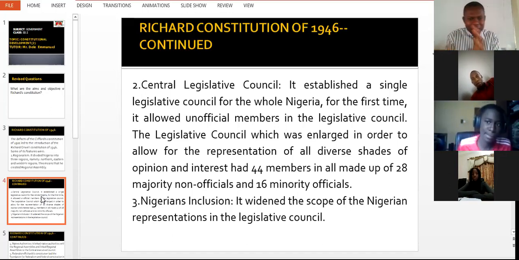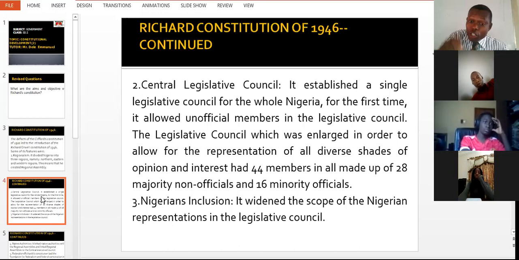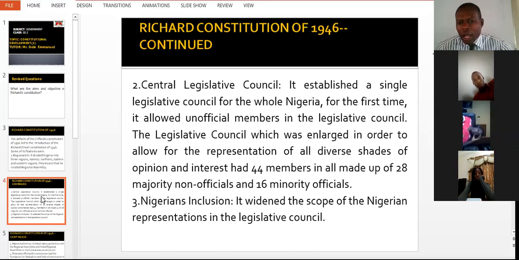So I'm trying to recall this so that you see there are little differences. As we go further, we'll be looking at the disparity between Clifford and Richard Constitution. The majority here now: the officials are just 16, while non-officials are 28. So you can see that non-official is more compared to that of Clifford Constitution. Just take note of this little point that I'm trying to bring out to you.